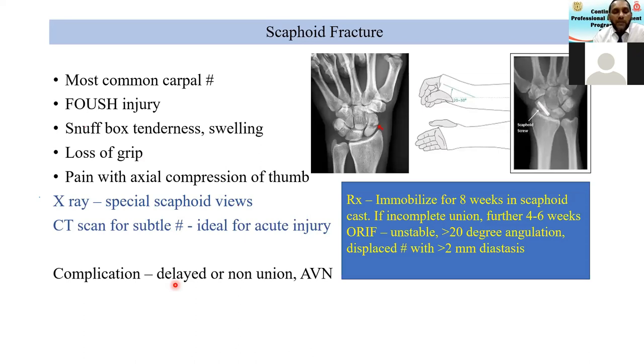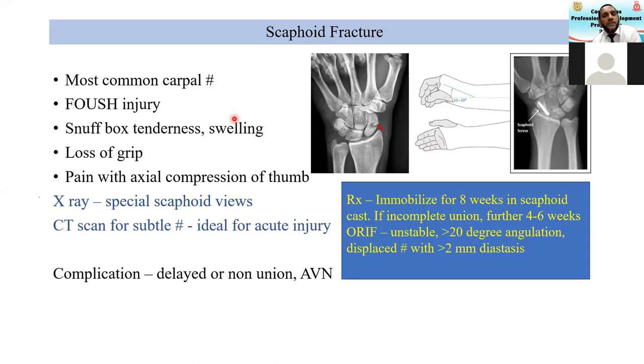Now, one of the commonest injuries in the wrist is a scaphoid fracture, the most common carpal bone fracture. This is an injury that happens in a fall onto the outstretched hand, a forced injury. Usually there is snuffbox tenderness with swelling, a loss of grip, and pain with axial compression of the thumb. These are the common cardinal findings of scaphoid fracture, especially after a fall onto the outstretched hand.